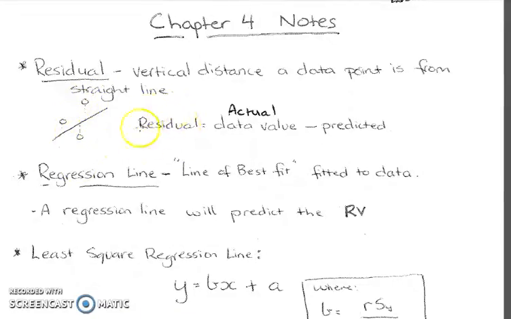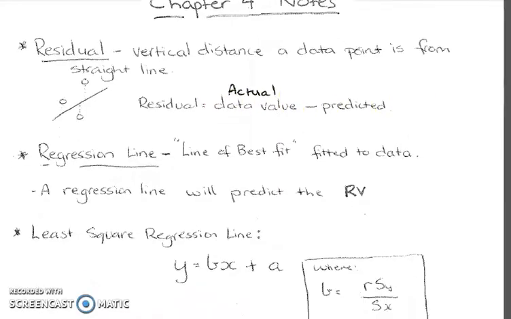We can work out this residual value for each of these dot points by taking our actual data point and minusing what is predicted. Where you get this predicted value from is your formula for your line of best fit. If you place in the x value, it will give you the y value. So the residual is the actual data value minus the predicted value.